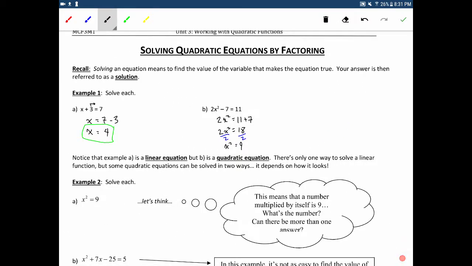So first of all, notice that the first one here was a linear equation, and the second one, this one, was quadratic. Okay? There's only one way to solve a linear function. There's one answer. X is 4. X doesn't equal anything else. But some quadratic equations can be solved in two ways. It depends on the equation.